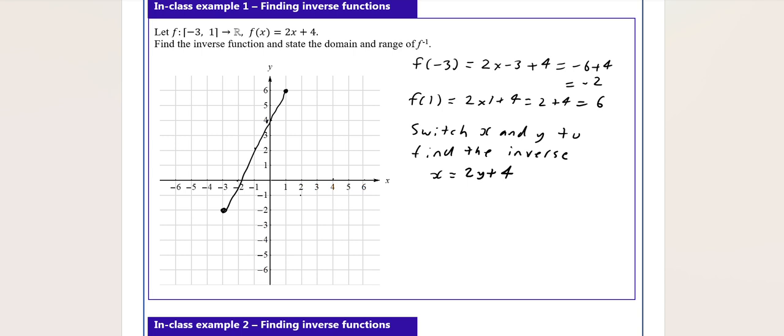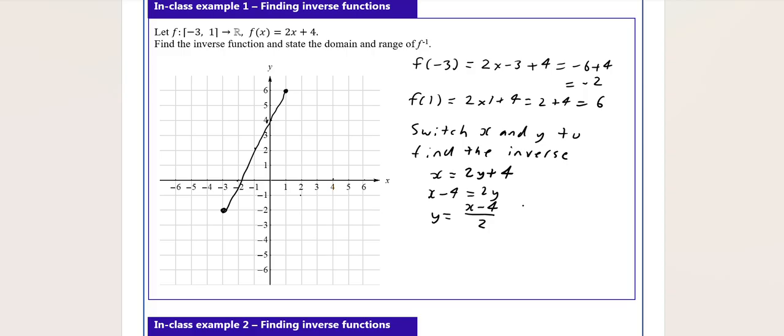When we write it out, it's normally best to get y on its own. So I want to take this equation and I want to rearrange it. To rearrange this to get y on its own, I can take away 4 to get rid of the plus 4, so it equals 2y, and then I can divide by 2, which tells me I'm going to get y equals x minus 4 over 2, being my inverse function.